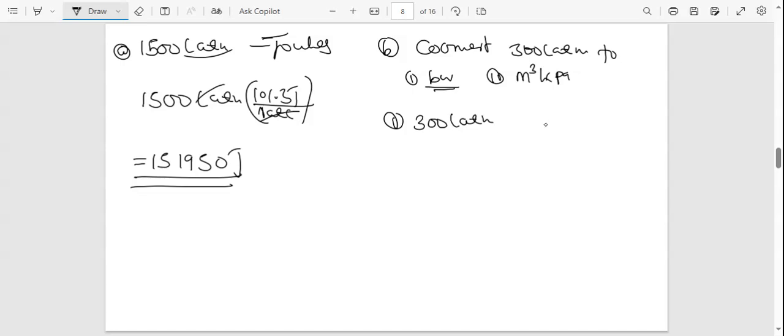Can we bring a certain relationship? In fact, I was supposed to say liter bar, so like this. So we take it into liter bar and also meter cubed kilopascal. So now I start. Liter is there, right? We know that 1 ATM.